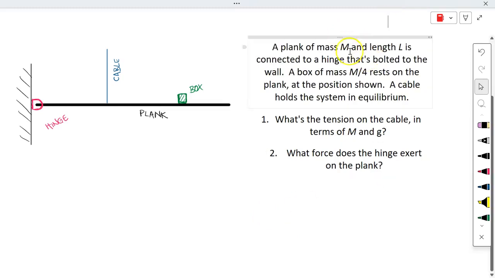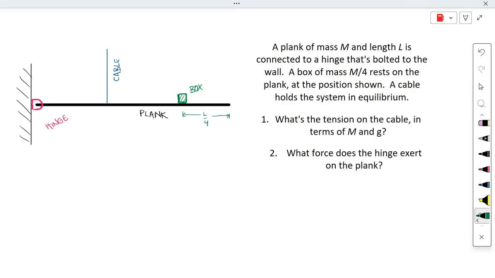We have a plank. It has mass m and some arbitrary length L. This box has a mass m over 4 and is located at a distance L over 4 from that end of the plank, position shown. And this cable holds this system up at a distance L over 3 from this wall here.